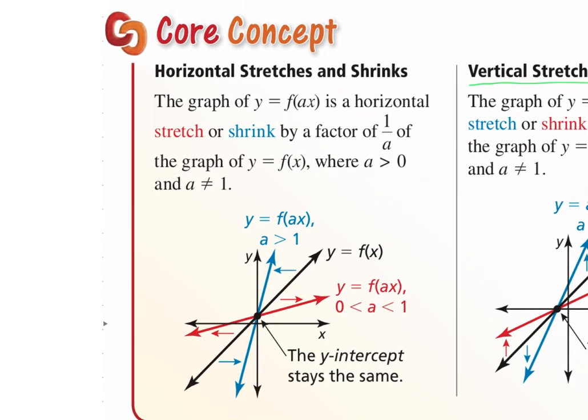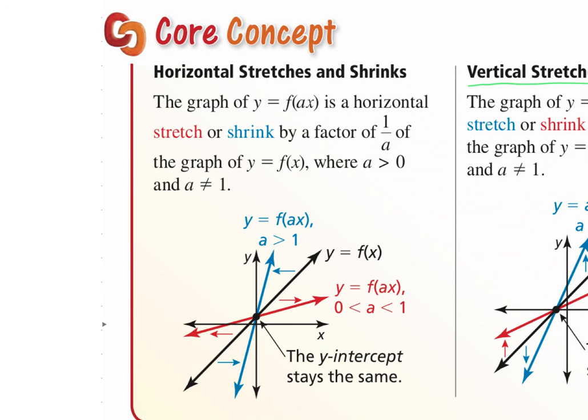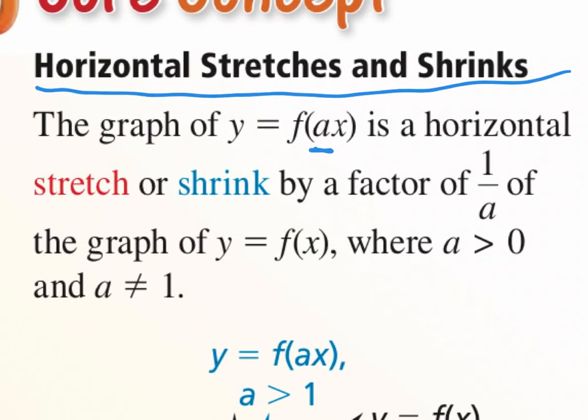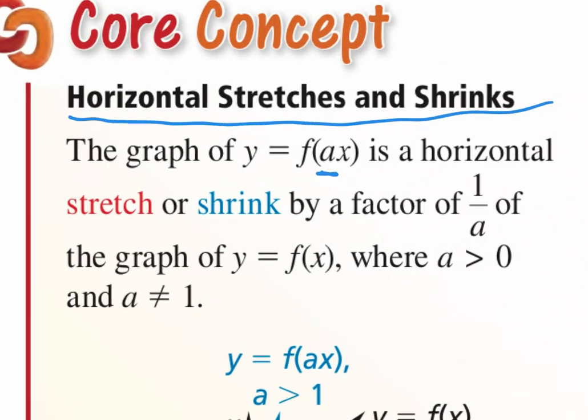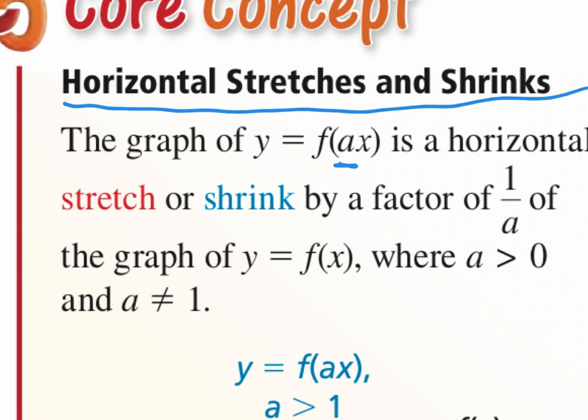Now, for horizontal, it gets a little tricky, okay? Horizontal stretches and shrinks. Do you see how the A is inside the parentheses? Do you see the difference there? For a vertical stretch, A was outside, right? A was being multiplied by F. For a horizontal, it's going to be multiplied by X, okay? Now look, what did I say this area is called inside the parentheses?